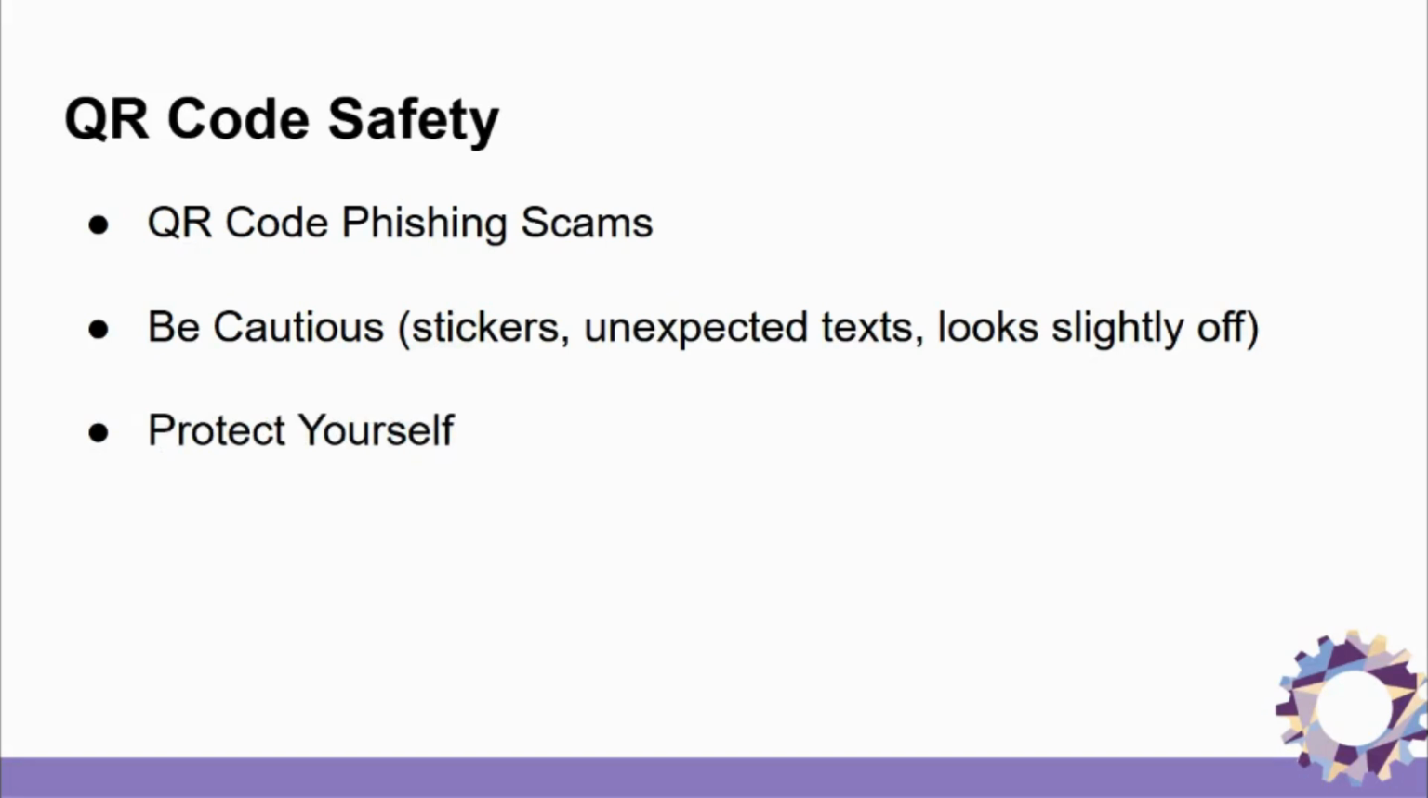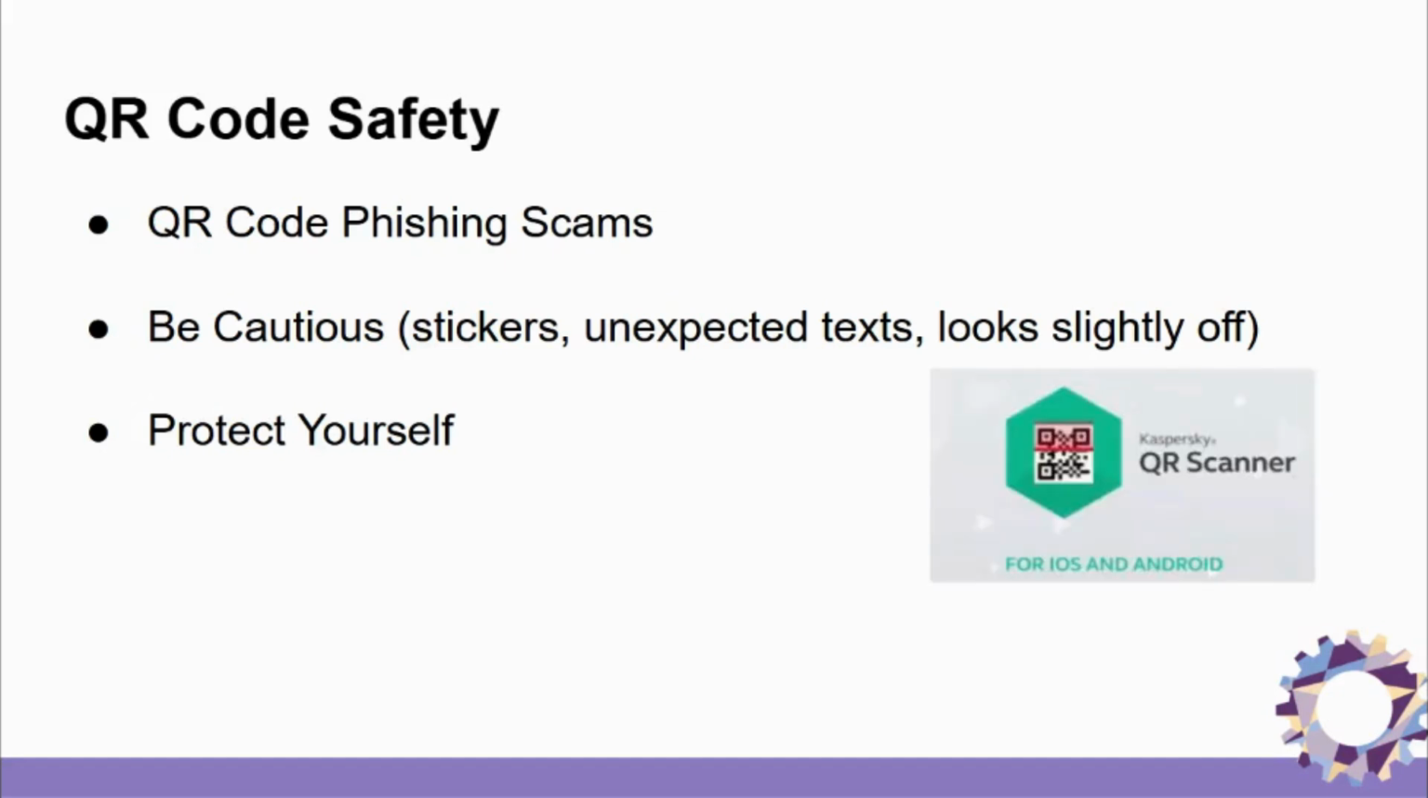Most smartphone cameras will show you a preview of the web address before you open it. Always pause and read that address before tapping. If something looks unfamiliar or odd, do not proceed. You can also use a QR scanner app that includes a security check, such as Kaspersky QR Scanner. It's free for iOS and Android devices. As a general rule, only scan QR codes from sources you trust. A flyer from your director, a known brand, or a classroom teacher that you know personally.